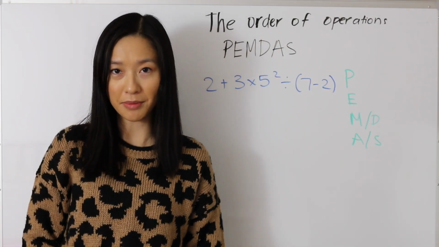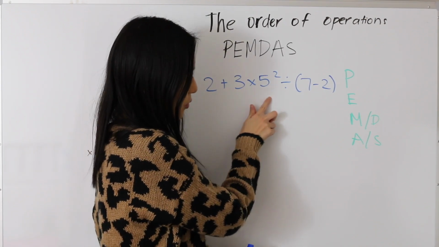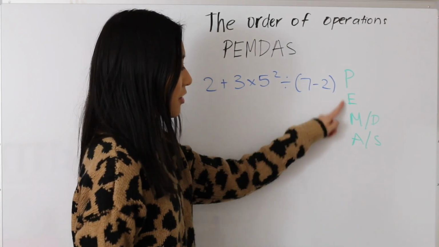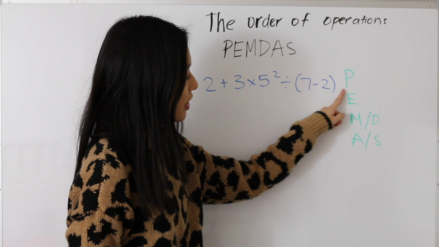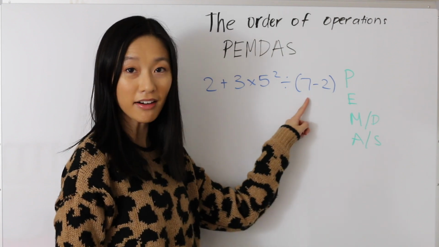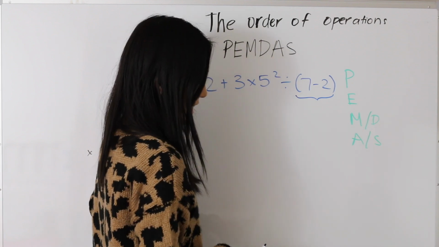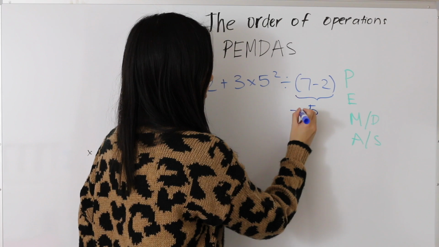Let's take a look at another problem. In this problem, we have 2 plus 3 times 5 squared divided by the quantity 7 minus 2. Let's take a look at our PEMDAS and see if we have any parentheses. We look right here and we do have parentheses. So we evaluate that first, and 7 minus 2 is 5. So we put a 5 right here.